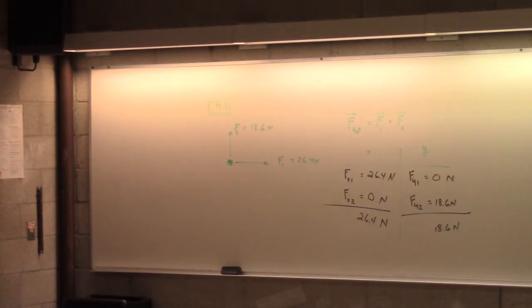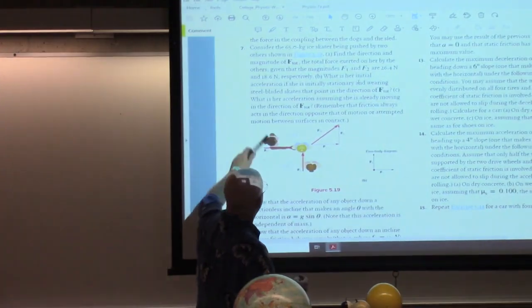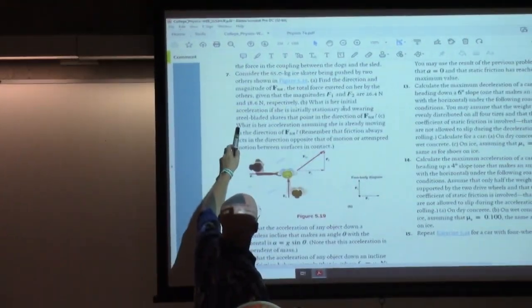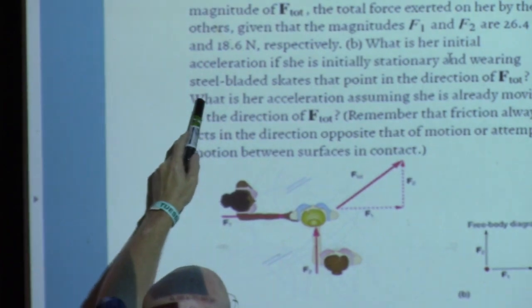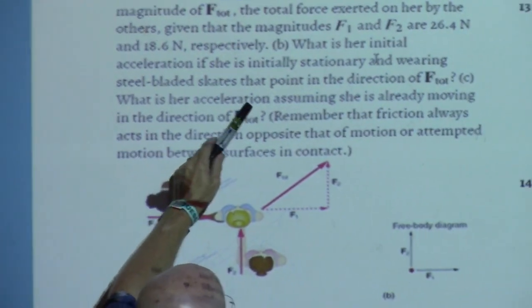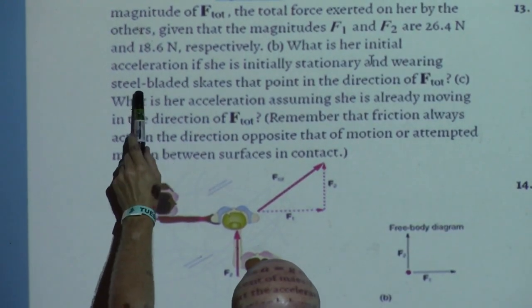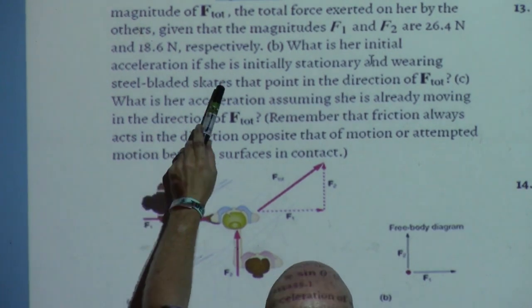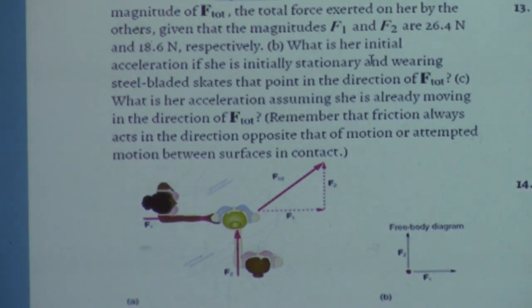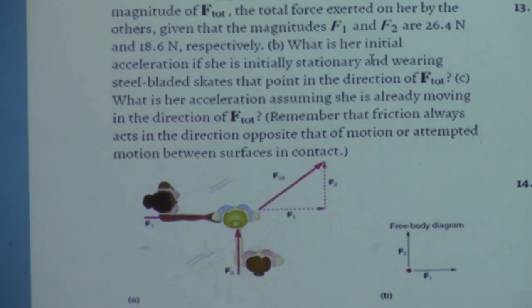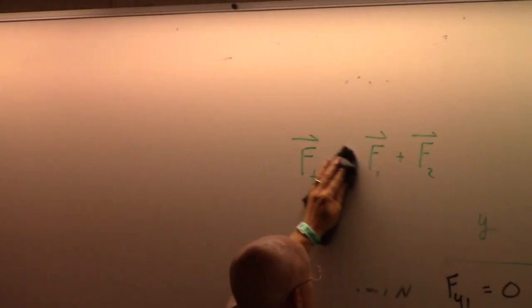And I hope you caught this, what does it say here? What is her acceleration if she is initially stationary and wearing steel bladed skates that point in the direction. And so this is really what this discussion was about. Wouldn't there be some friction then between the skates and the ice?